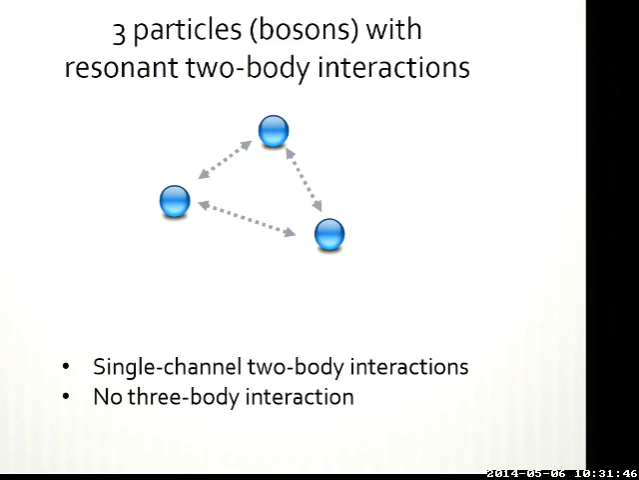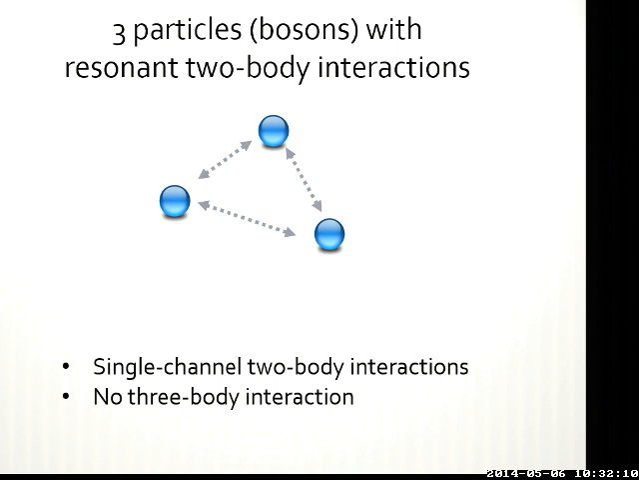What I'm going to consider is this system: just three identical bosons with short-range resonant two-body interactions. And I will make the following assumptions: that these two-body interactions are described by just a single scattering channel, and that there are no three-body interactions.